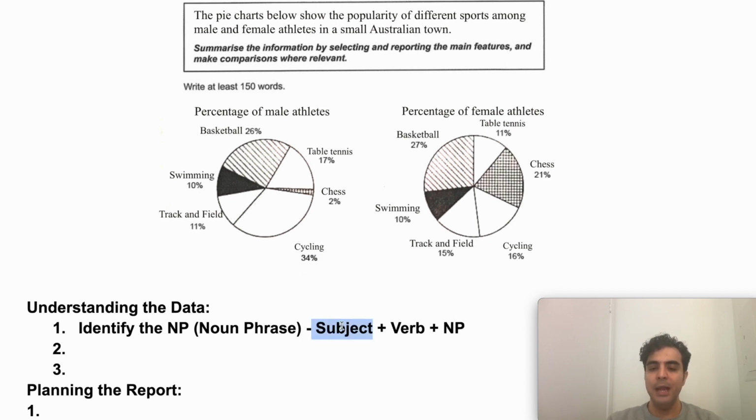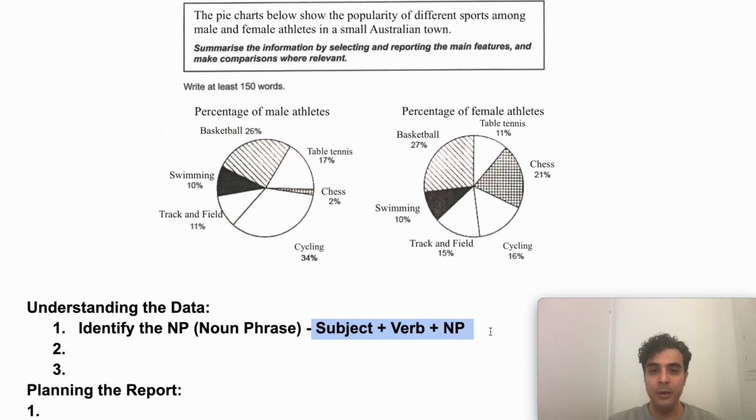So the subject is usually the type of chart. So the line graph, right? That could be the subject. The pie charts in this example is the subject. Then we have a verb. This verb is usually something like shows, describes, indicates, depicts, illustrates, right? These are the types of verbs. Here, in this case, we have show. So these pie charts, or the pie charts below, show. Now, what do they show?